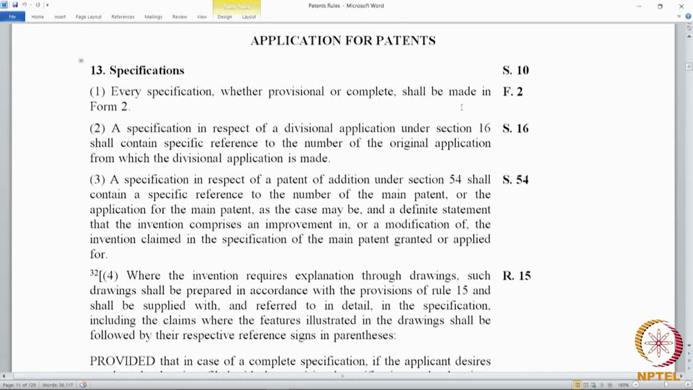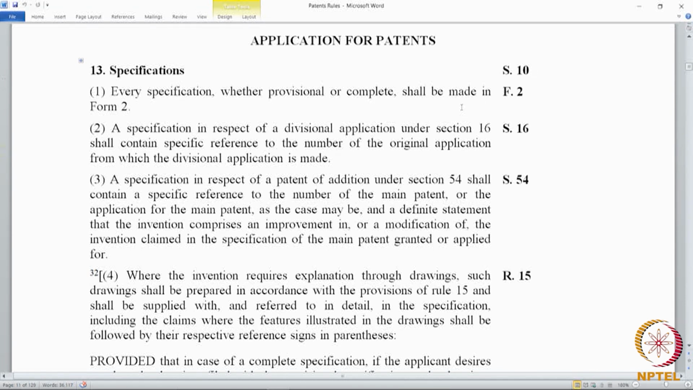Because they are related, one needs to be cross referenced to the other. So, in section 54 again there are going to be two applications: the original application and the patent of addition, which includes the improvement that was captured after the filing of the complete. Again, a cross reference is required.